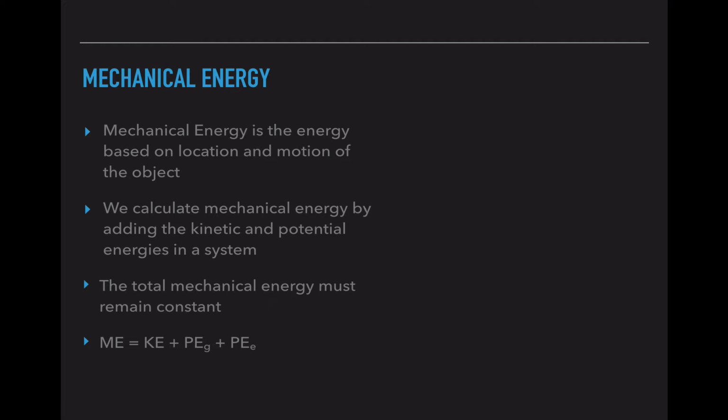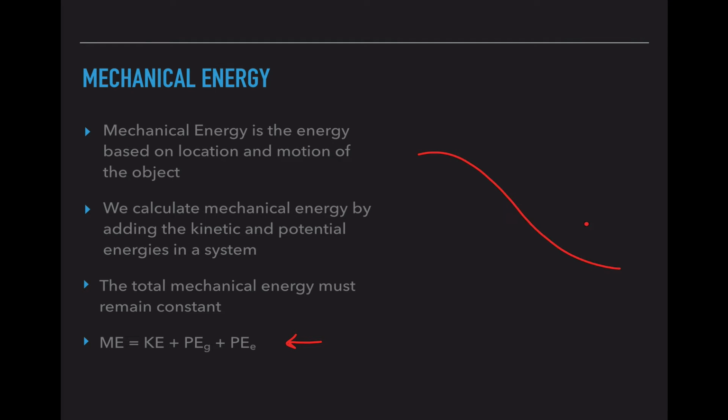So mechanical energy is the energy based on location and motion of the object. We calculate mechanical energy by adding the kinetic and potential energies in a system. The total mechanical energy must remain constant. So we have this equation at the very bottom of the slide. This is the equation we're going to go back to at all points during this unit. Mechanical energy is KE plus PEg plus PEe.